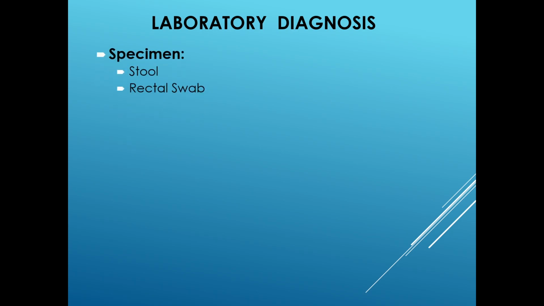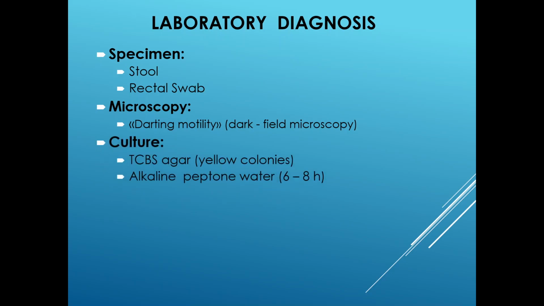Laboratory diagnosis: specimens are stool and rectal swab. For Vibrio cholerae you will use microscopic techniques, detecting motility with dark field microscopy. You will study cultural properties on surface media: TCBS agar with yellow colonies, and alkaline peptone water. You will see different types of growth of different species of Vibrio cholerae. You watched this slide.